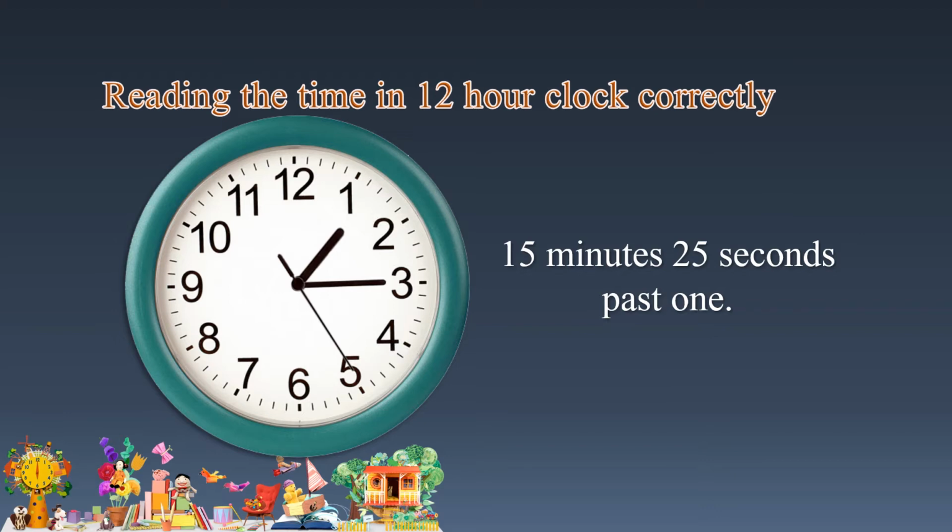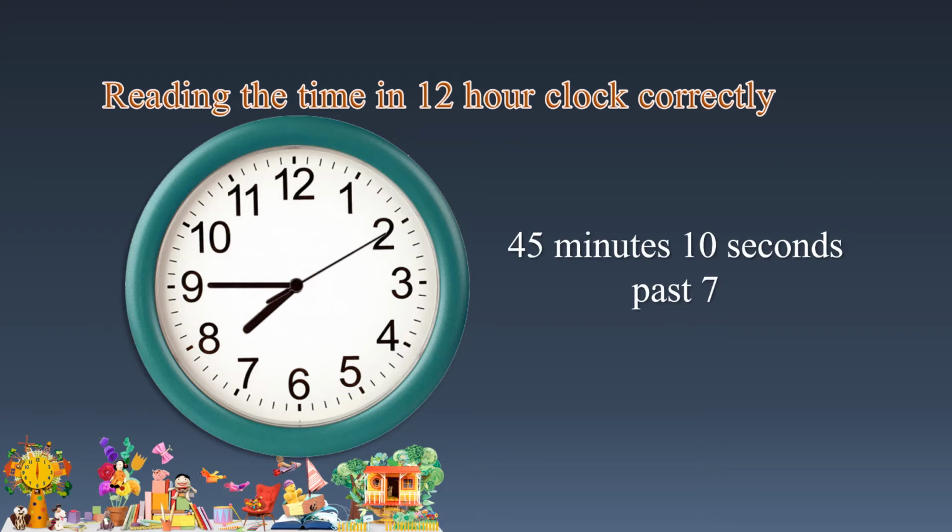Then we'll have a look at the second hand. The second hand is there near 5. That means it has passed 25 small lines. Therefore, we have to consider it as 25 seconds. So, how to write the time correctly? We'll see. Now, the time which is mentioned in this clock is 15 minutes, 25 seconds past 1.